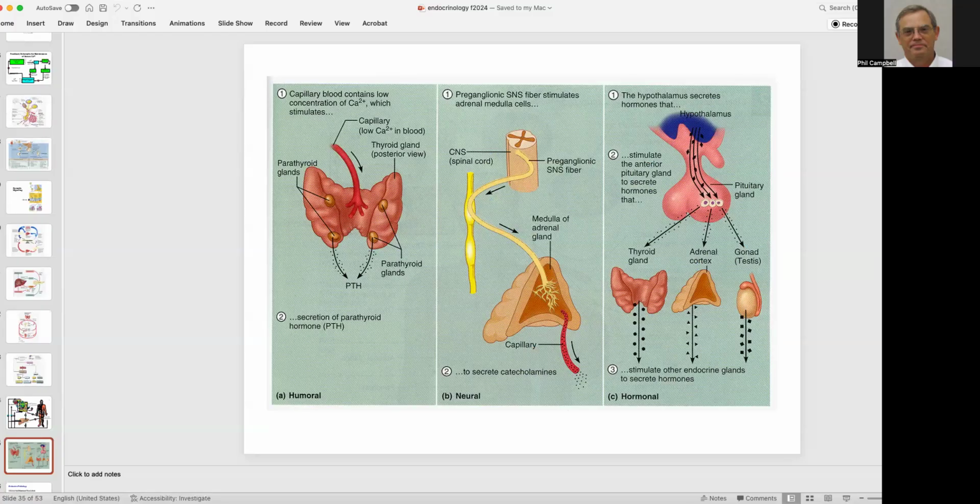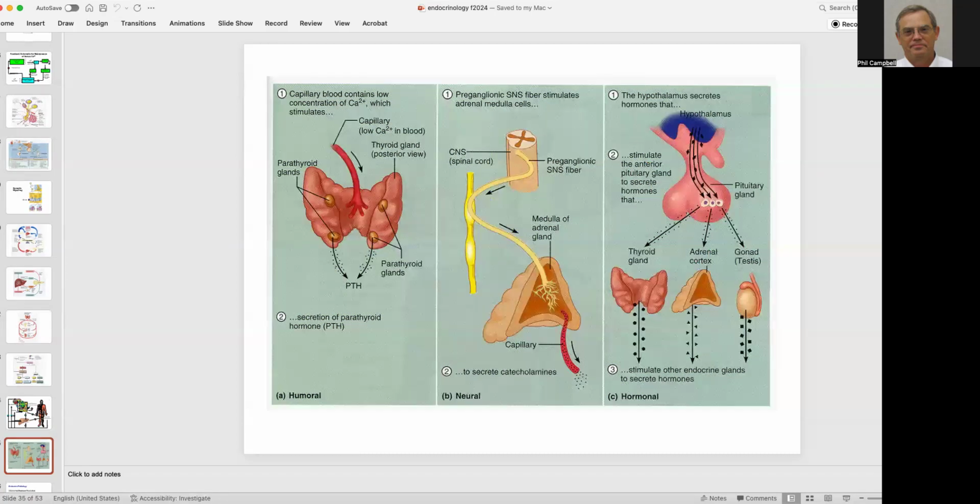I've kind of alluded to this, but what controls the release of a hormone from its source cells? Three things. It can be under humoral control. That means there's something in the blood that's measured. For instance, I talked about calcium. Calcium is a humoral regulator of PTH release.